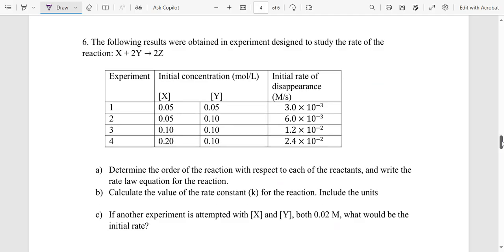Next part of the question, question 6. Are we okay with question 5? Questions, please?